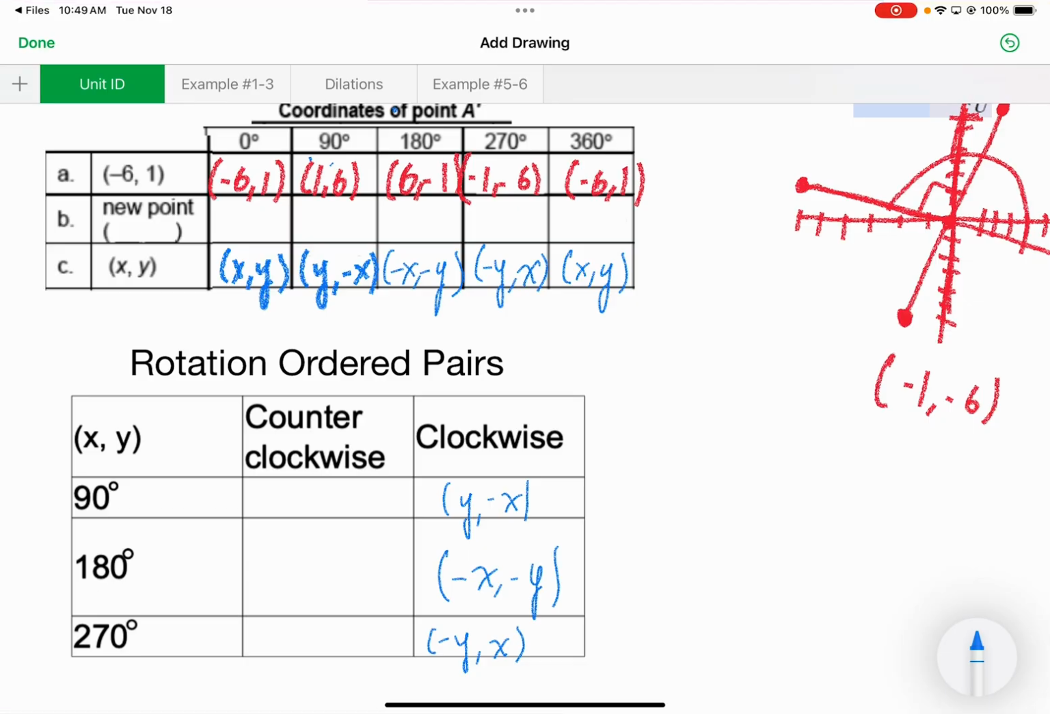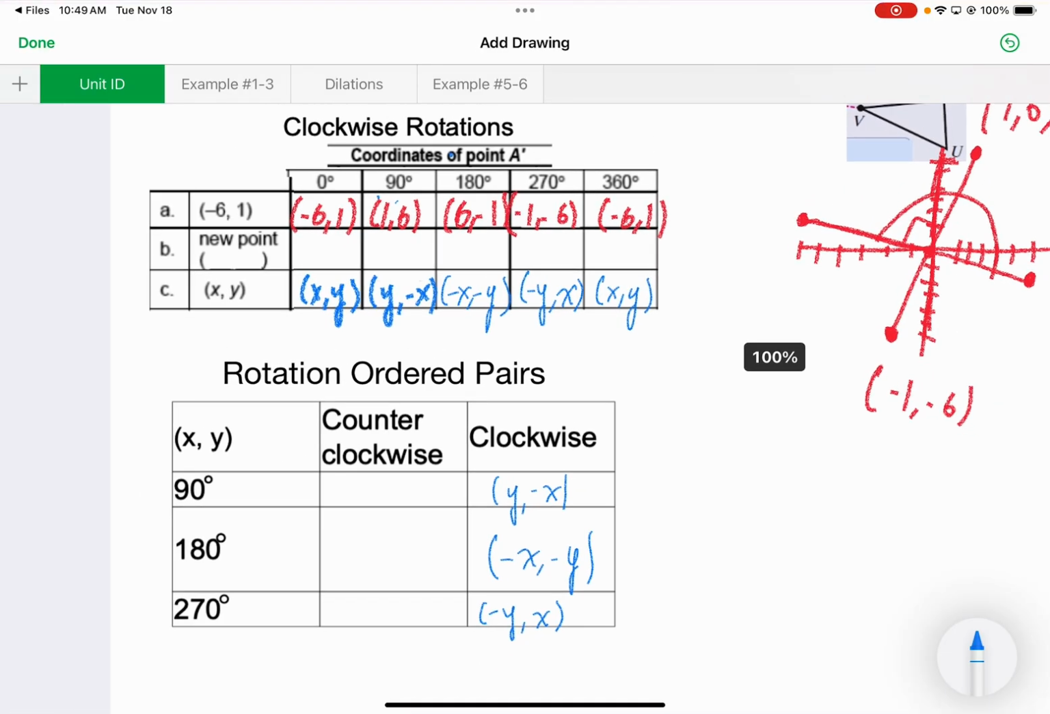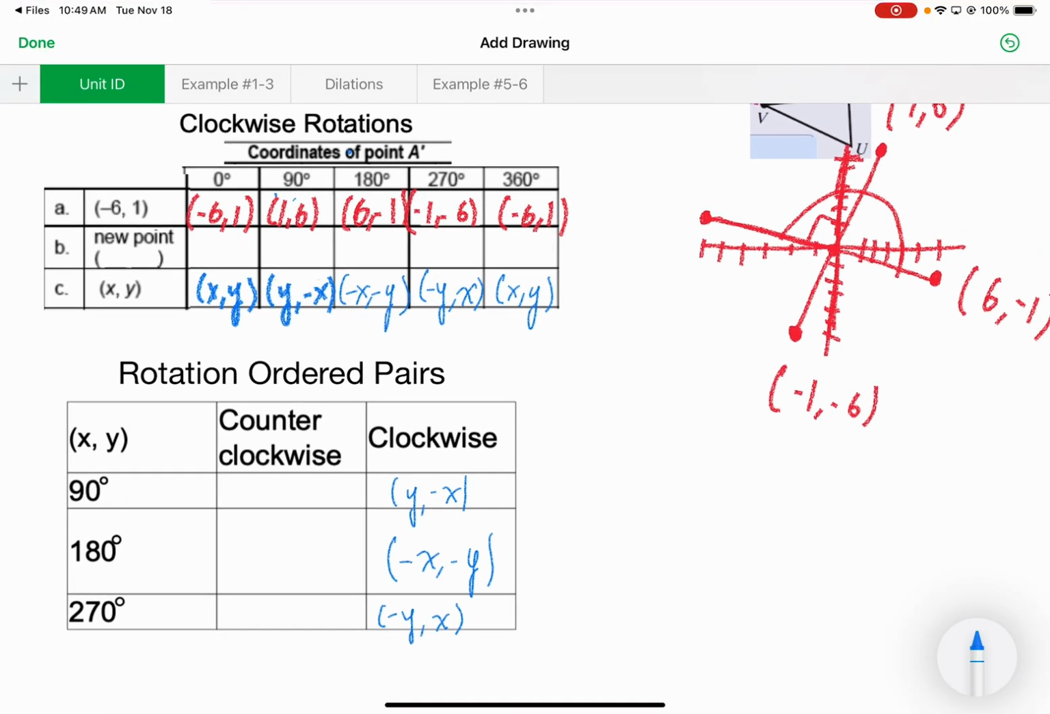All right, let's do counterclockwise. Okay. How do clockwise and counterclockwise compare to each other?